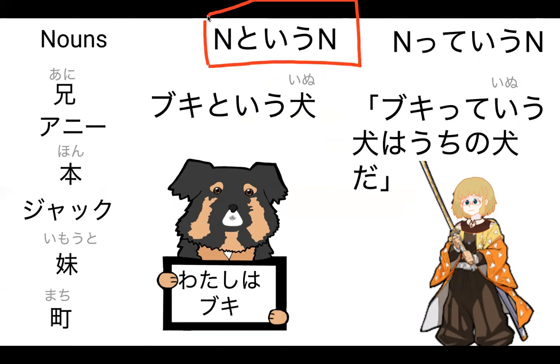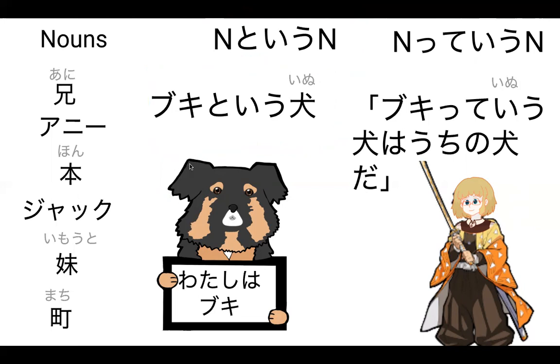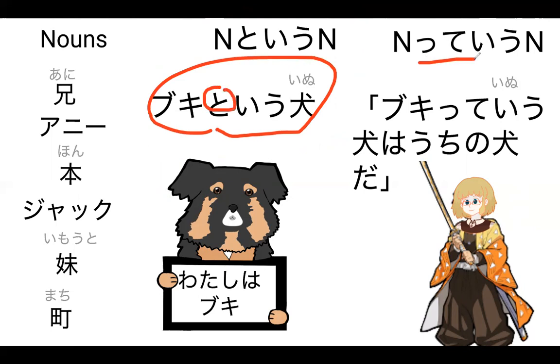So now we're back to to-en. What did that mean? En toi en. So en something en. So what does Buki to iu inu mean then? So you know the dog's Buki. So the dog's name is Buki. Yes, exactly. So Buki to iu inu is the polite way to say this. But if you're talking to your friends and family, you probably wouldn't say to. Instead, you'd say te. For example, right over here, I have me talking, saying, Buki te iu inu wa uchi no inu da, which is the dog named Buki is my family's dog.